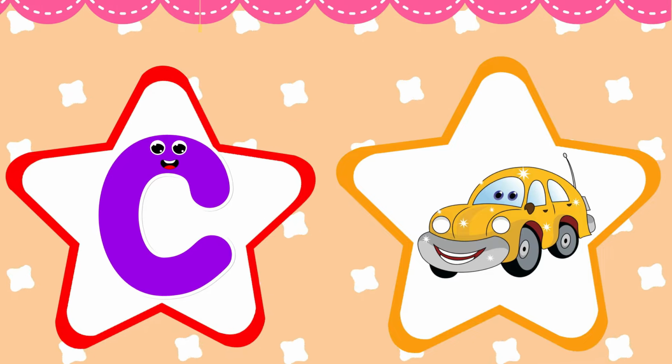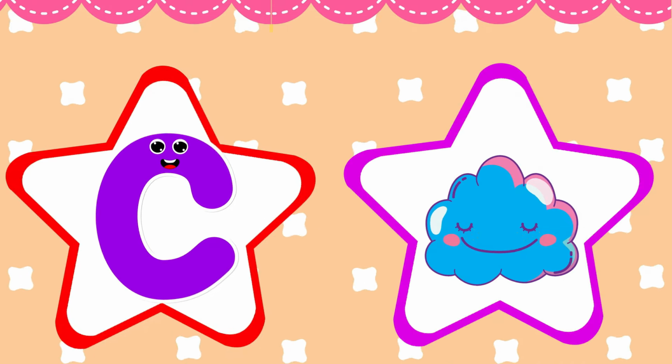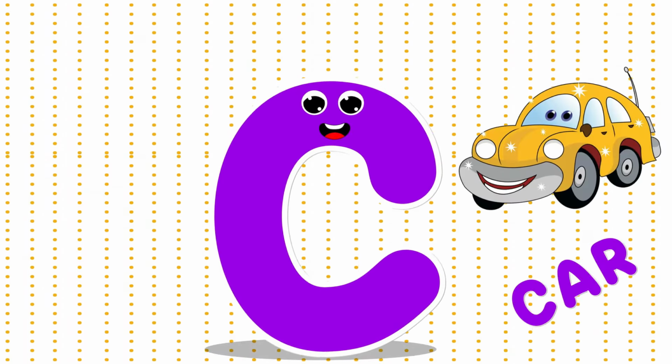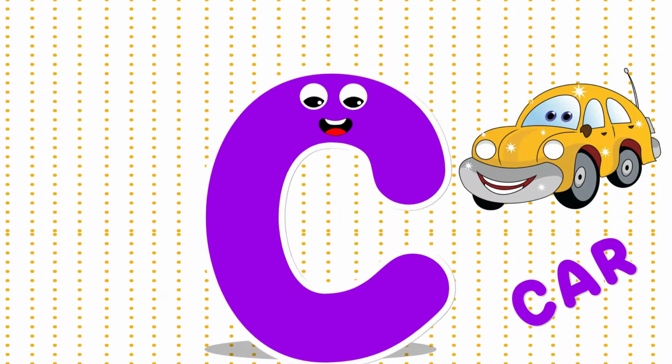C is for car, c, c, car. C is for cloud, k, k, cloud. C is for k, k, k, k, cloud. C is for k, k, k, k, car.